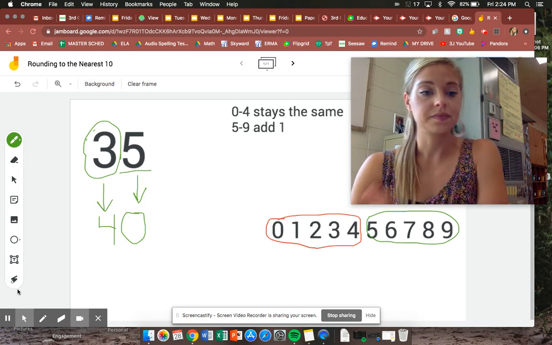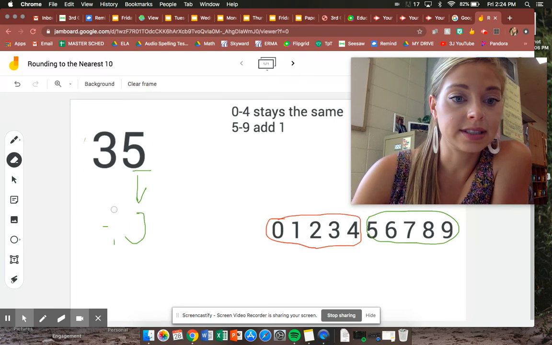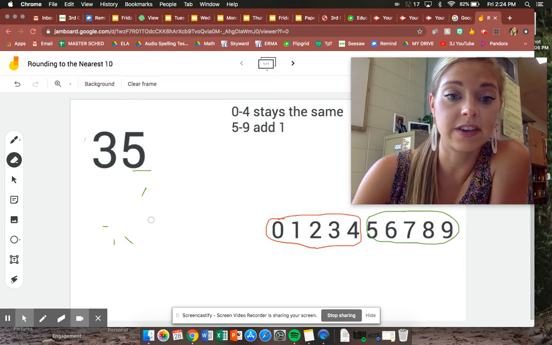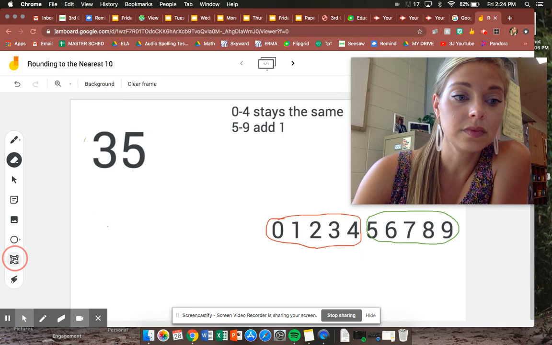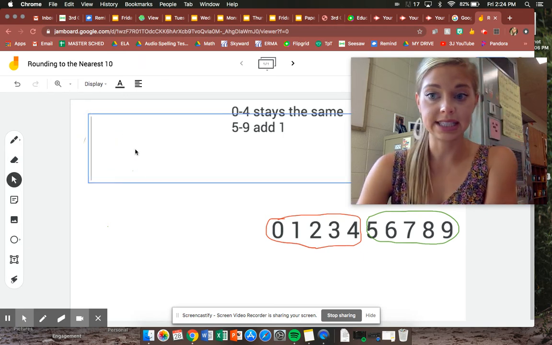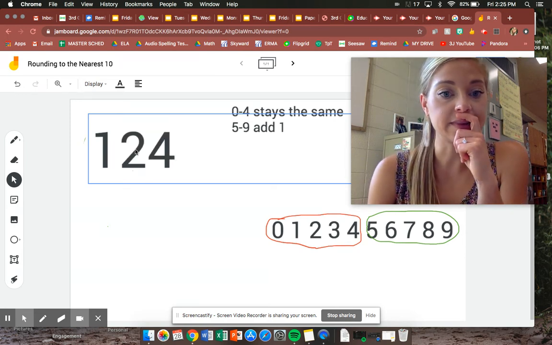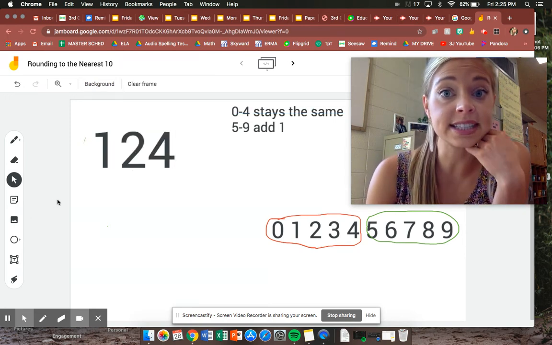All right. Let's do a couple more here because rounding is a very, very important skill, and tomorrow we're learning rounding to the nearest 100. So it's very important that you understand how to round to the nearest 10 today so we can do 100 tomorrow. All right, now I'm going to do a 3-digit number this time. 124. That's my number. We're rounding it to the nearest 10.